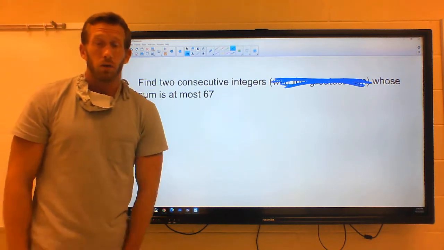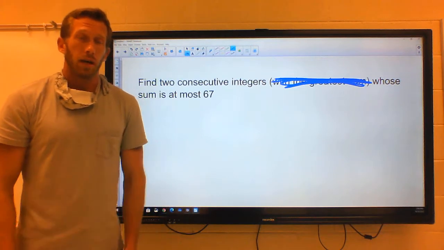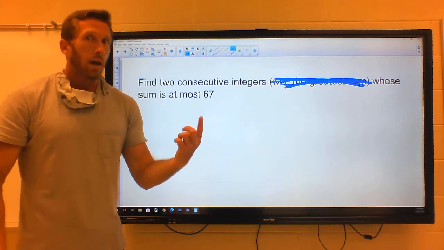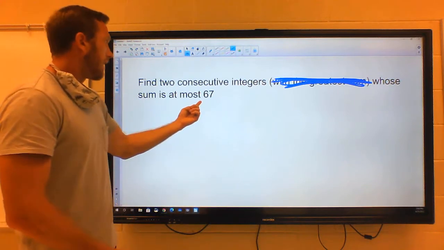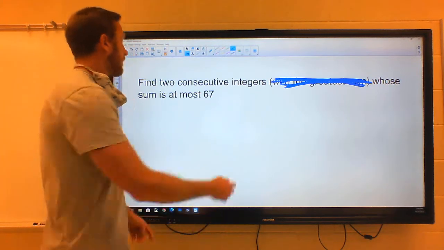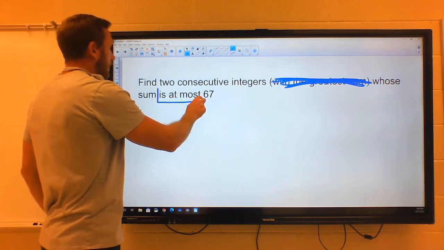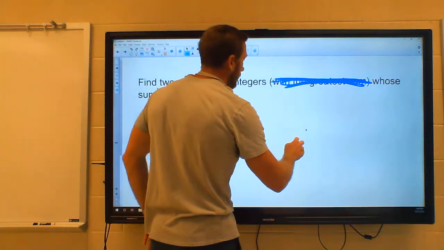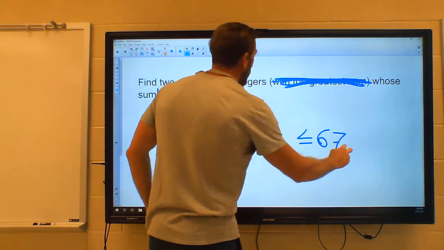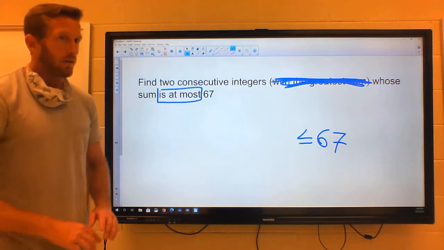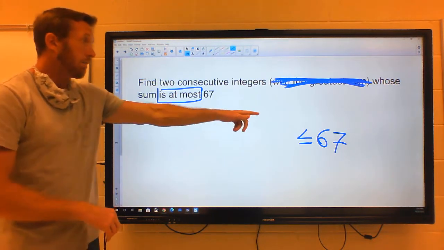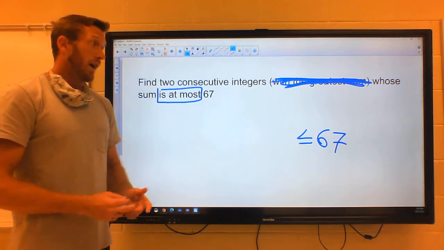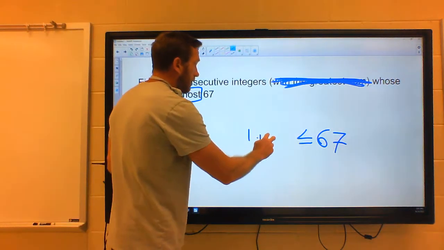Well, I can think of two numbers that add up to at most 67. I can think of the numbers 1 and 2. 1 plus 2 is 3, which is definitely less than or equal to 67. Because what does "at most" mean? It means less than or equal to 67. We don't want it to be any more than 67. That's the most it could be. So technically, 1 plus 2 would work.